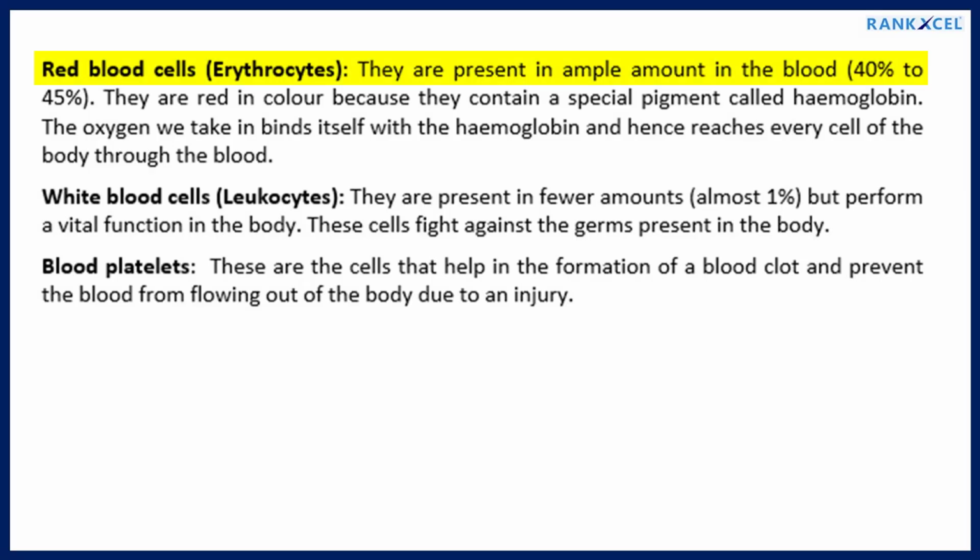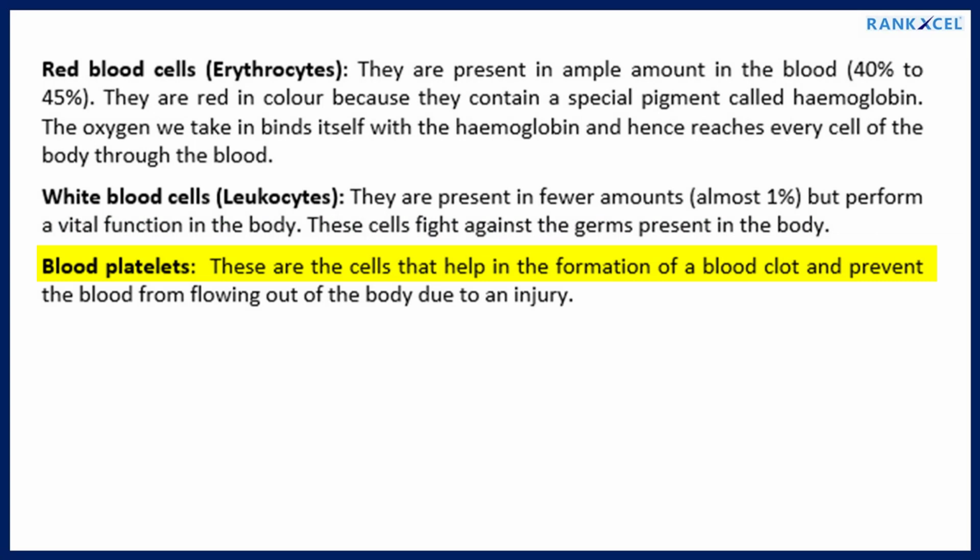Red blood cells, erythrocytes. They are present in ample amount in the blood, 40% to 45%. They are red in color because they contain a special pigment called hemoglobin. The oxygen we take in binds itself with the hemoglobin and hence reaches every cell of the body through the blood. White blood cells, leukocytes. They are present in fewer amounts, almost 1%, but perform a vital function in the body. These cells fight against the germs present in the body. Blood platelets. These are the cells that help in the formation of a blood clot and prevent the blood from flowing out of the body due to an injury.